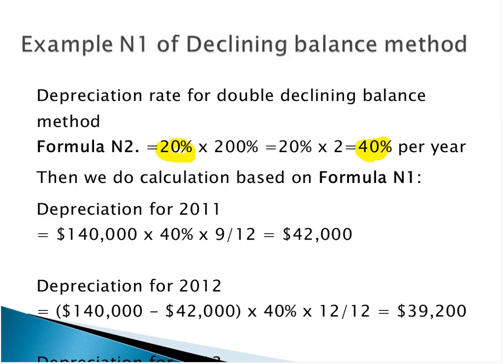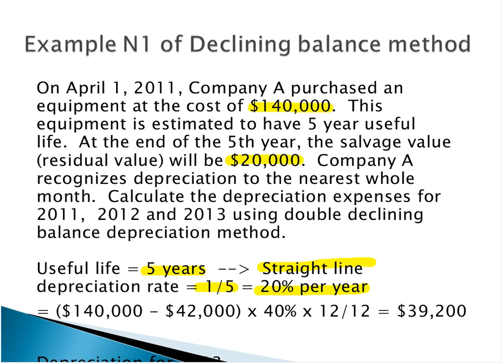So then we are going to make a calculation based on formula 1 for the year 2011. So 140,000 multiplied by the 40 percent rate, which is by the double decline method, and you'll get 42,000, right? So let me see, and you have to multiply by 9 and divide by 12. This is 12 months in the year. 9 is because we bought the equipment in April, if you remember. Let me see. Yes, in April.